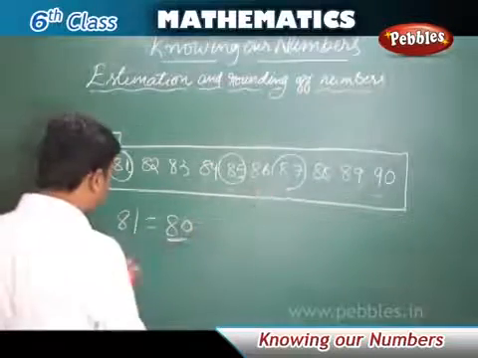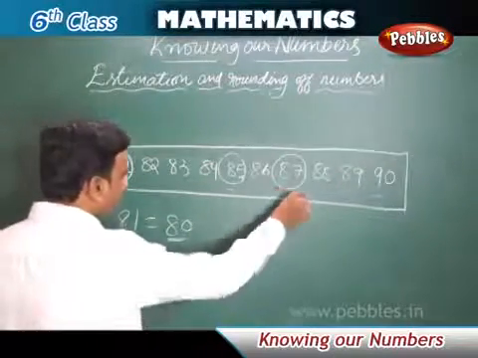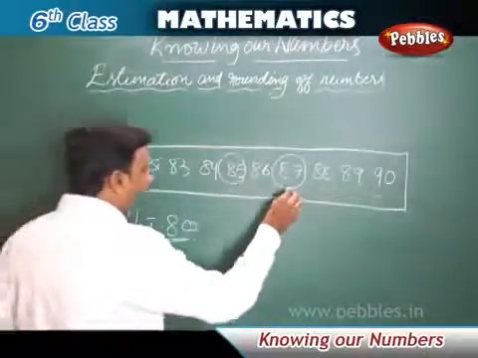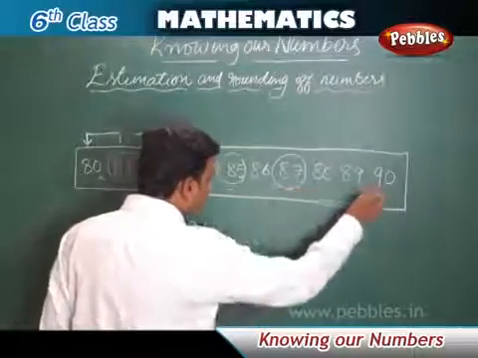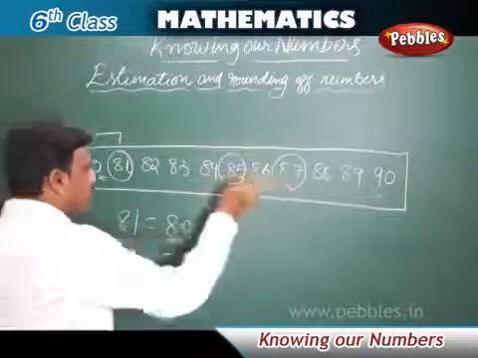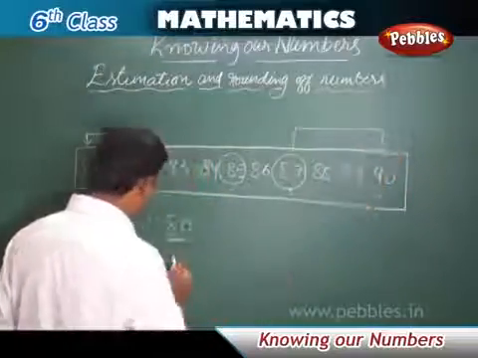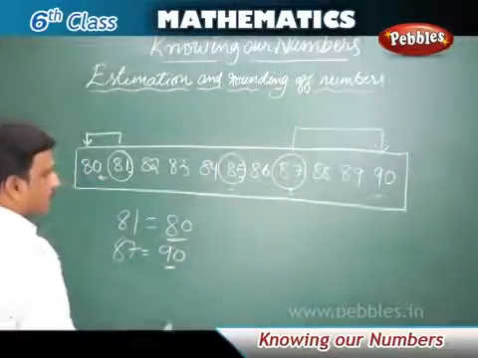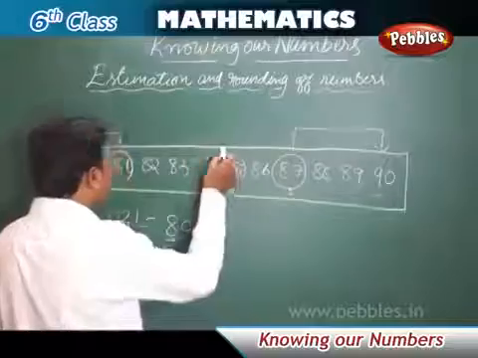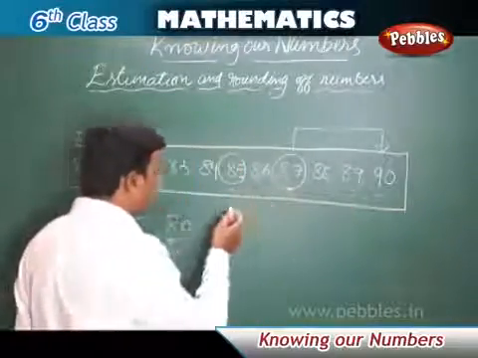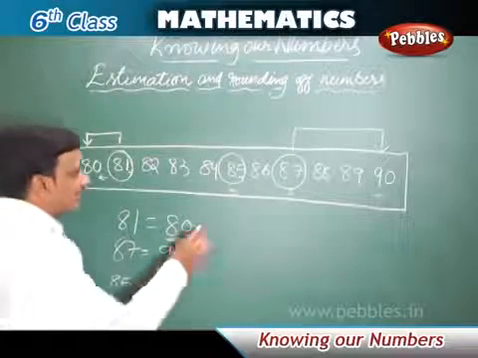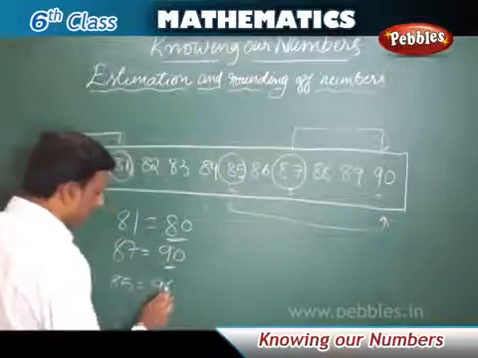Now let us take 87. Even 87 is in between 80 and 90, 10 places apart. So 87 is closest to 90 compared to 80. 80 is far from 87 because it is close to 90. So 87 will be rounded off to 90. Now come to 85. 85 is in between. It can be rounded off to 80 or it can be rounded off to 90 because it is in the center position, at equal distance from both the tens positions, but generally 85 will be rounded off to 90 only.